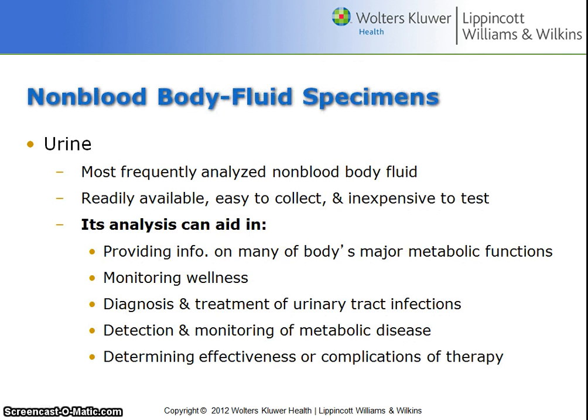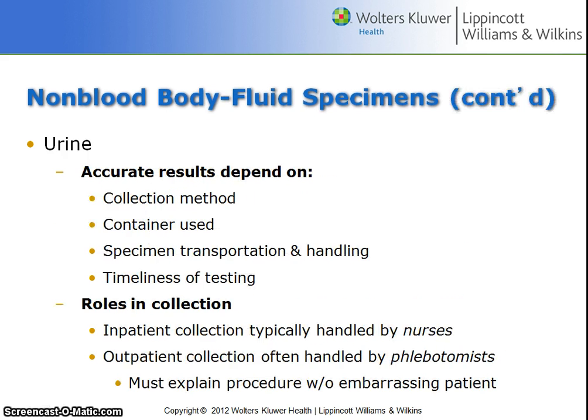Urine is the most frequently analyzed non-blood body fluid. Several of the things it can analyze are listed below. Accurate results from urine depend on collection method, container use, specimen transportation and handling, and timeliness of testing. Specimen collection is typically handled by nurses, and phlebotomists can do it for outpatients.